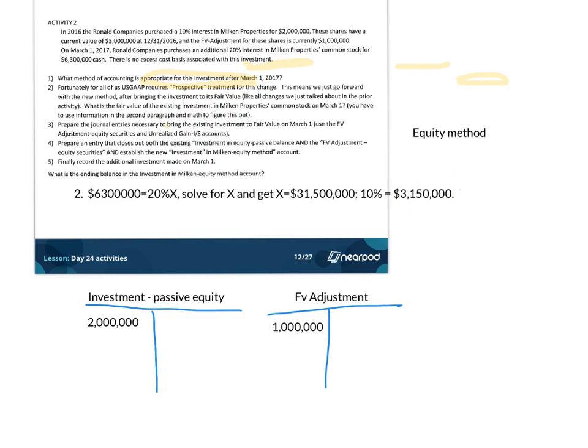So I obviously need to do a journal entry, and that journal entry needs to increase the fair value adjustment account by 150. So here's what my journal entry is going to look like to do that. I'm going to debit, so that's assets going up. I'm going to debit the fair value adjustment account by 150.